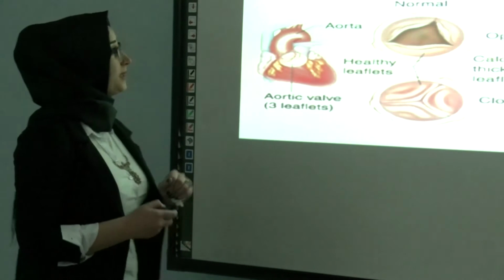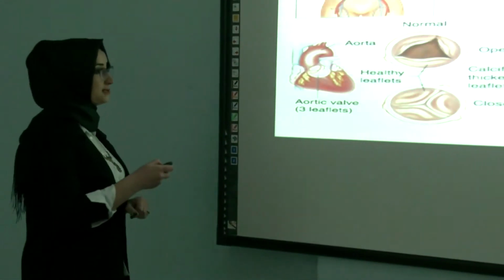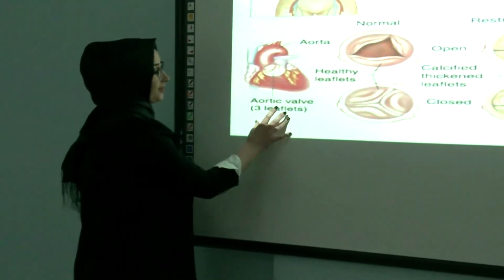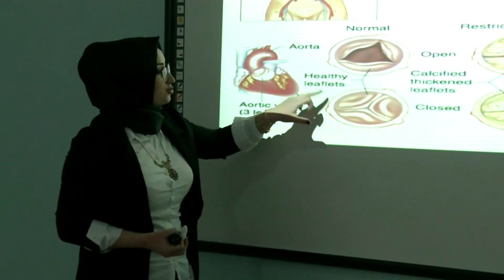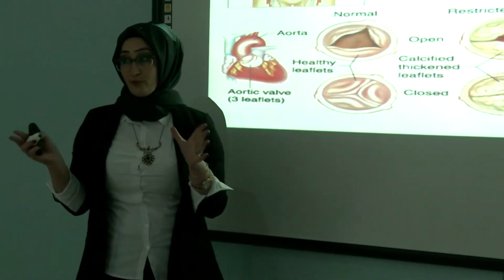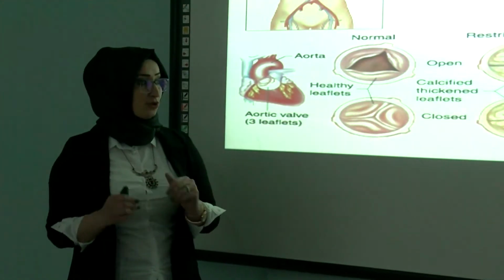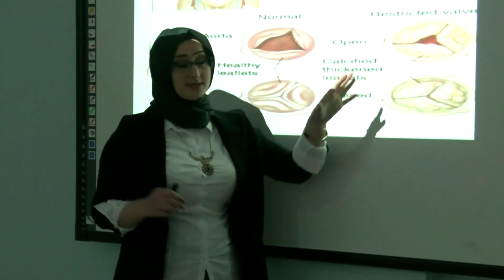This photo shows us the differences between the normal valve and the abnormal valve. This is the heart, lying on the left side of the human body, which consists of the aorta. It should be composed of 3 leaflets in the normal way. When the valve is normal, like in this shape, it should be healthy. When it is open, as I mentioned before, it should be open fully, and when it is closed, it should be closed tightly. In contrast, in this part, we can see that the valve is restricted.